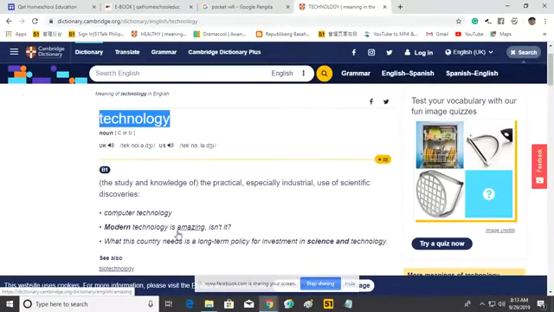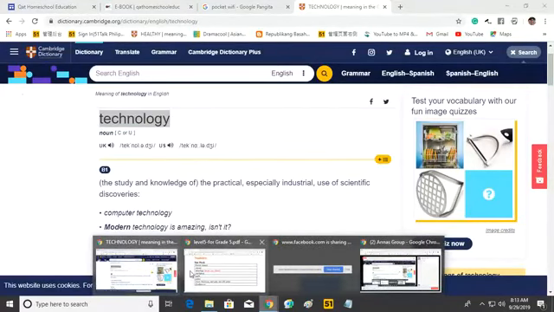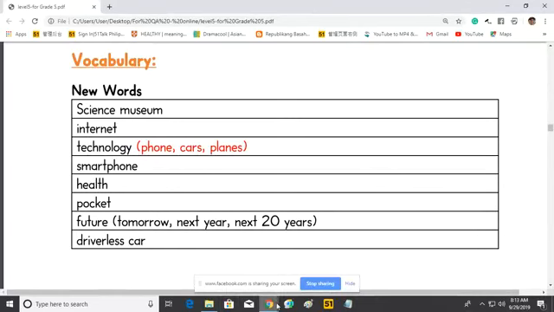So let's try to use it in a sentence. Modern technology is amazing, isn't it? What this country needs is a long-term policy for investment in science and technology. So that is for technology. Now, let's try to talk about the next word.